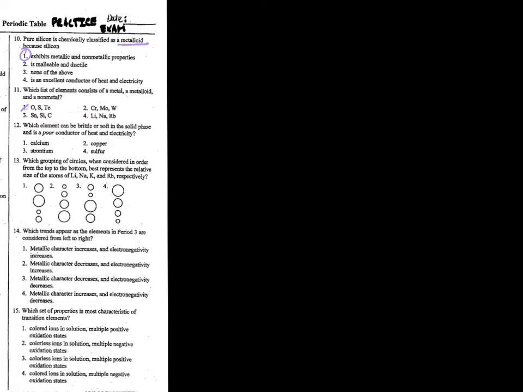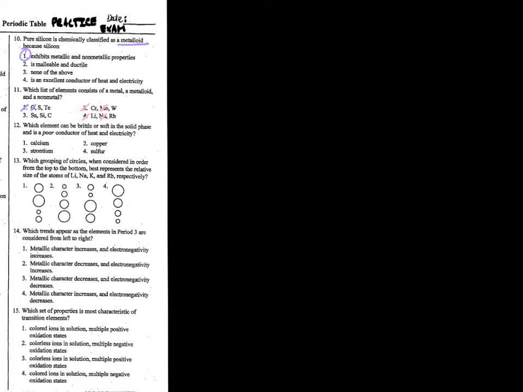Now let's look at the metalloids. Alright, let's look at choice 2, Mo. Molybdenum is not a metalloid. Si, silicon, is a metalloid. And Na, sodium, is a metal, so our correct answer is choice 3.